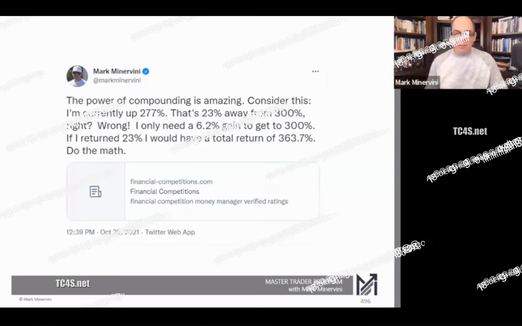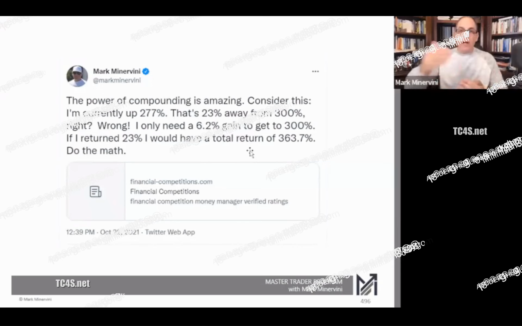So I tweeted this in 2021. I said, the power of compounding is amazing. Consider this. I was right in the middle of the U.S. Investing Championship, in the later stages, October of the contest, when I was up 277%. I said, I'm currently up 277%. That's 23% away from 300%, right? Wrong. I only need a 6.2% gain to get to 300%. If I return 23%, I would have a total return of 363.7%. Do the math. That's what I call the power factor.